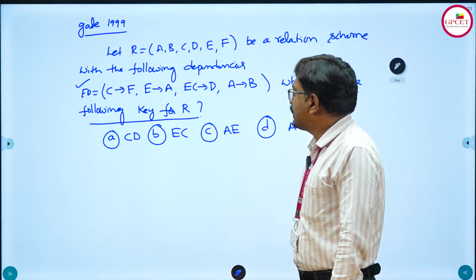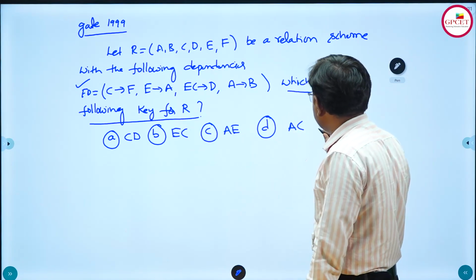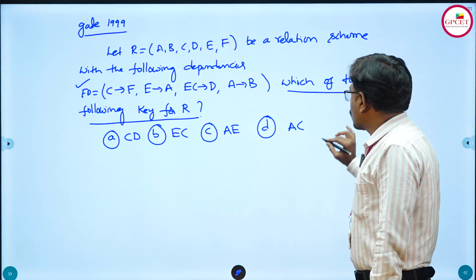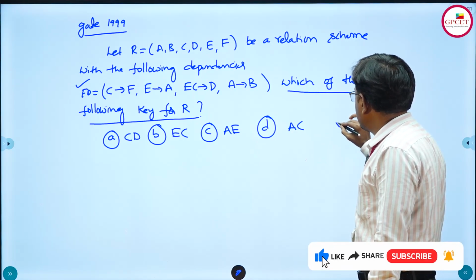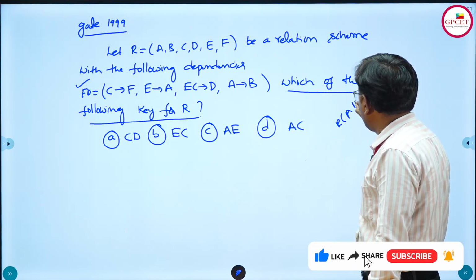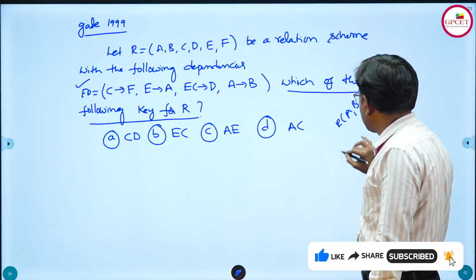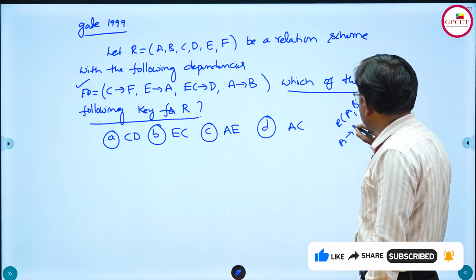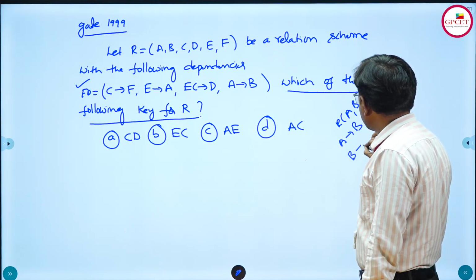Okay, I think you are familiar with that. What is the key for R? What is meant by key? I think it is based on the closure. Okay, closure, what is the closure? Once again I will explain. R of A, B, C has functional dependencies A tends to B, suppose B tends to C.